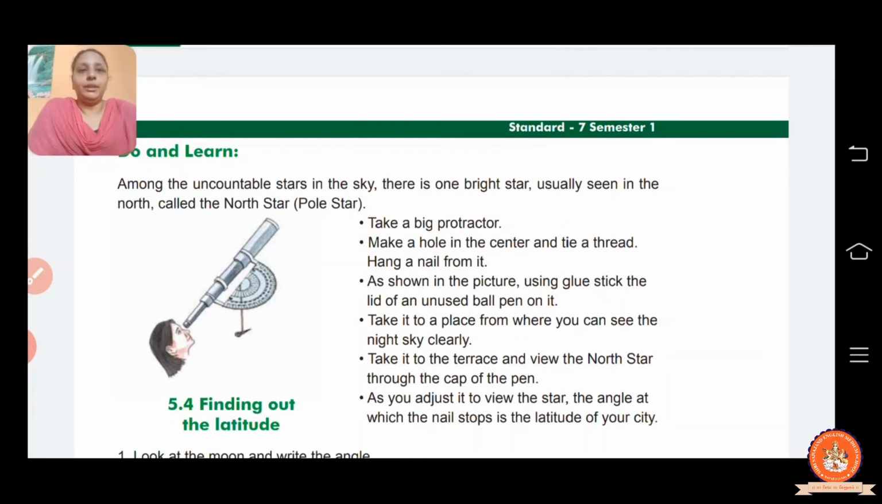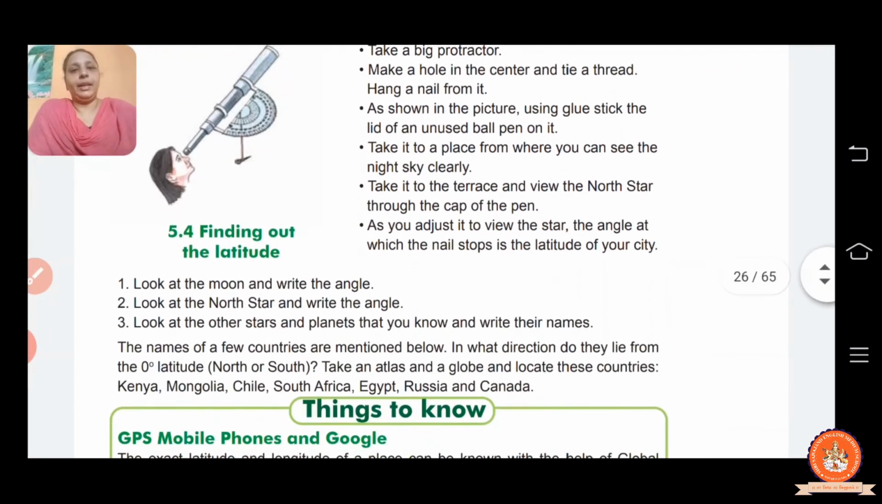Hang a nail from it as shown in the picture, using the glow stick in the lid or an unused ball pen on it. Take it to a place from where we can see the night sky clearly, like the terrace, and view the north star through the cap of the pen. As you adjust to view the star, the angle at which the nail stops gives the latitude of your city. Find out the latitude.